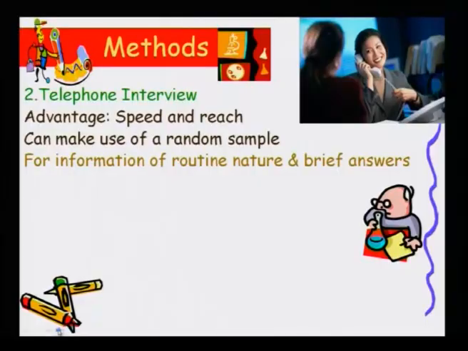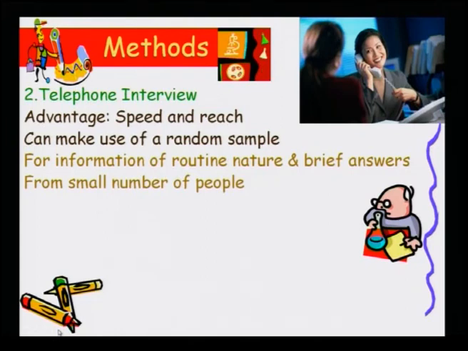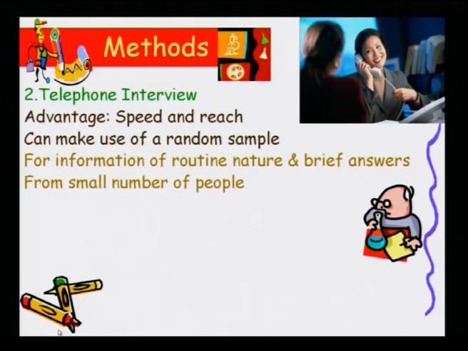advantageous than other ones. Now, in this case you can also make use of a random sample, meaning you can hand pick somebody from one state, one part of the country, some another group from another part, age you can cut across. So, this is another advantage, and generally it is used for information of routine nature and brief answers. So, usually it is better to ask yes or no questions. So, do you use this paste or not? These kind of questions are fine, and generally it is used for a small number of people.